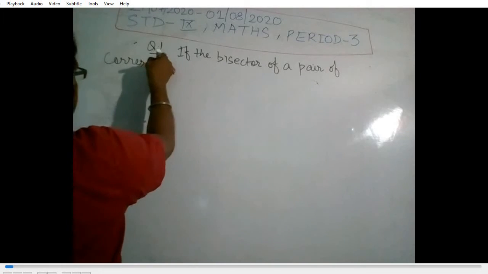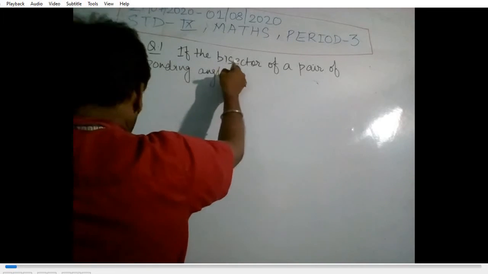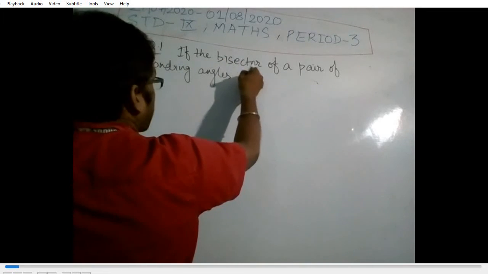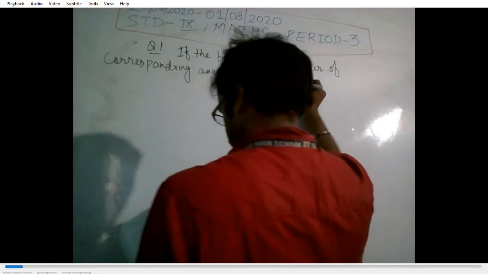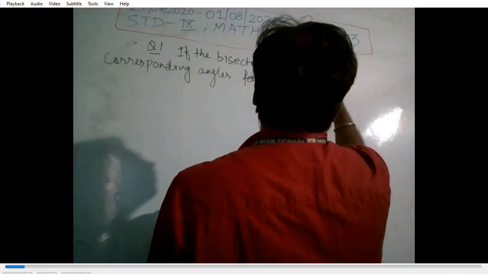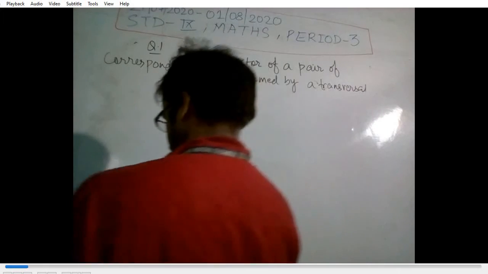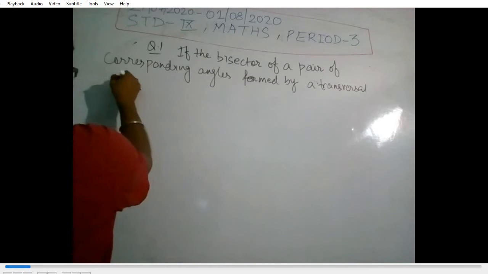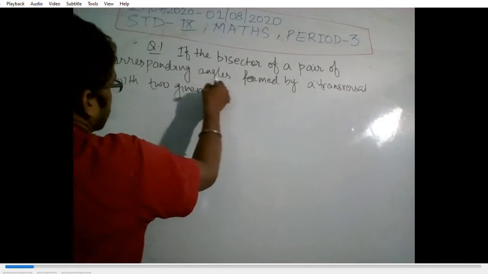Here I am writing one question that is based on corresponding angles. They are saying that if the bisector of the pair of corresponding angles, let me finish that question, formed by a transversal. Transversal is very important. In every parallel line, transversal is always there.